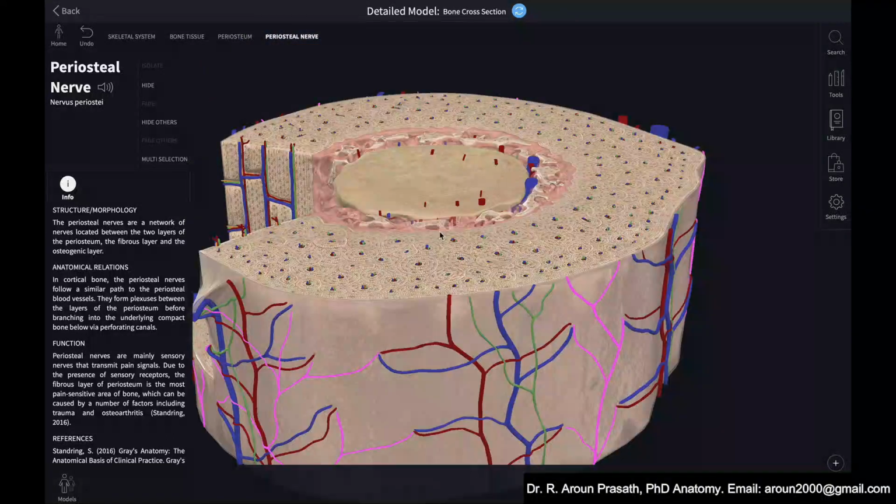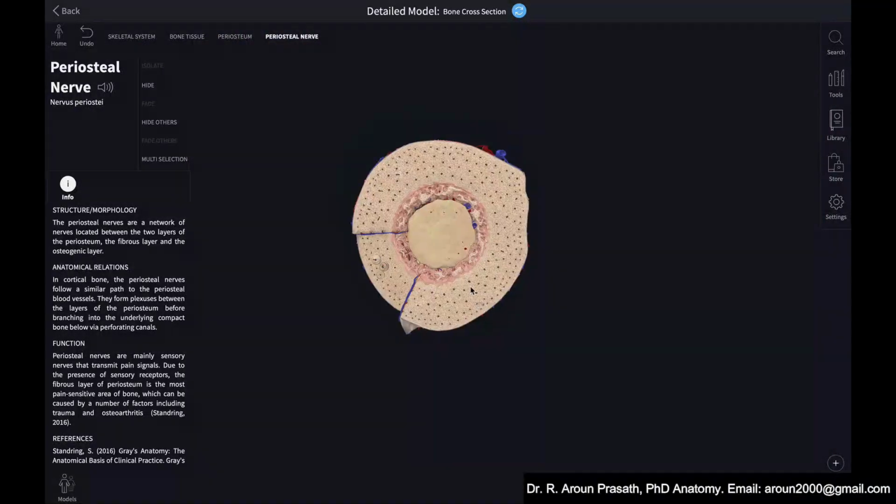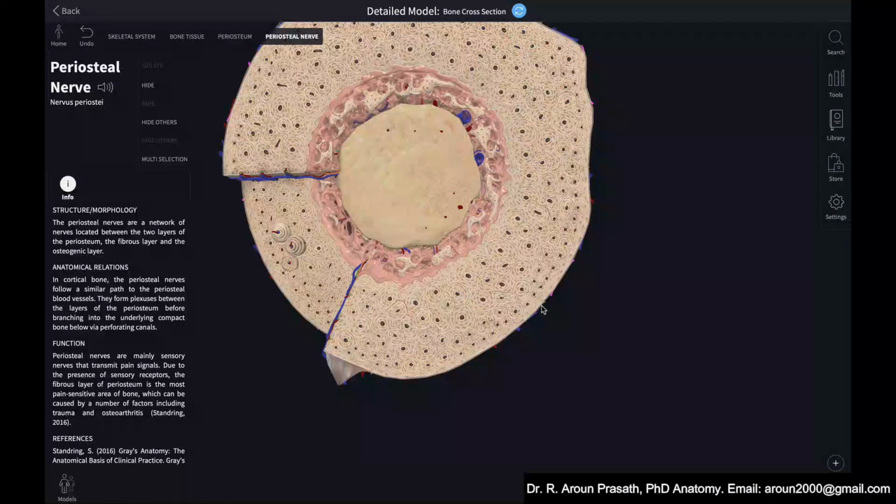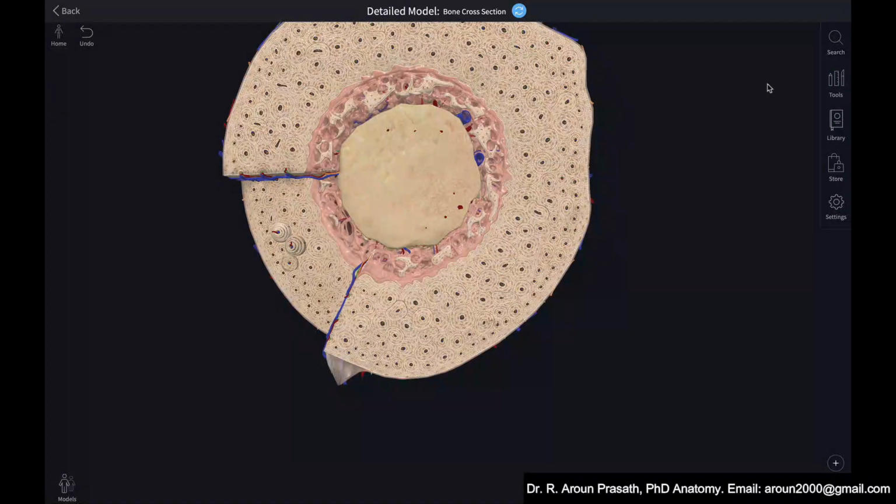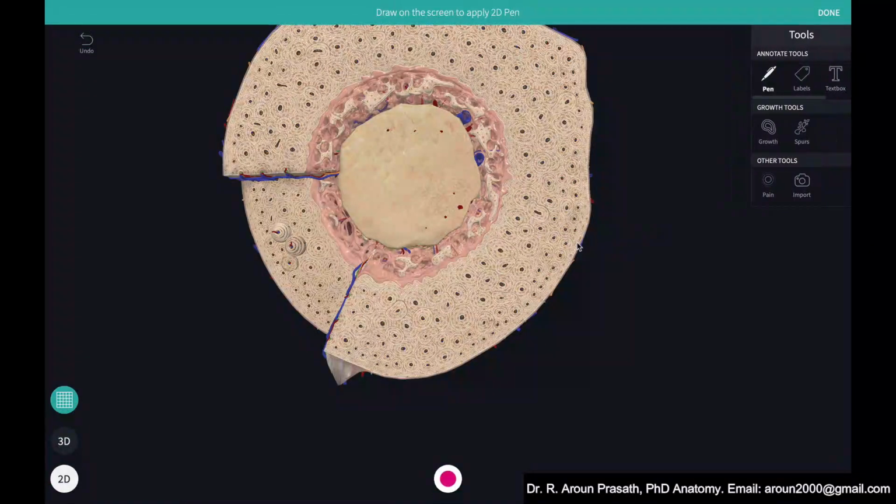So if you look here, from this part till this part, let me draw and show. From here till here we call it the compact bone. From here till here we call it the spongy bone. This is the spongy bone. And from here till here we call it the bone marrow, the medullary cavity. This is the medullary cavity where the bone marrow is present.